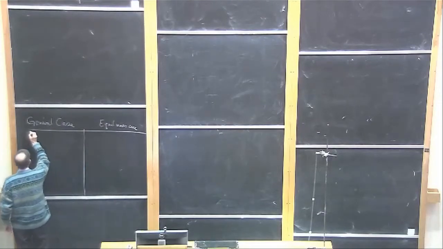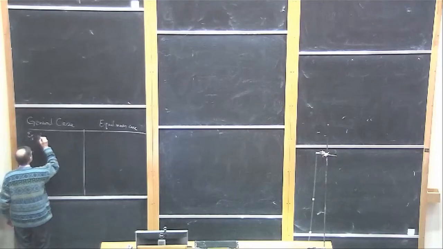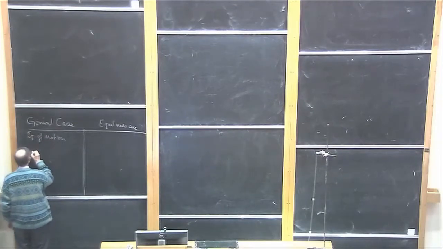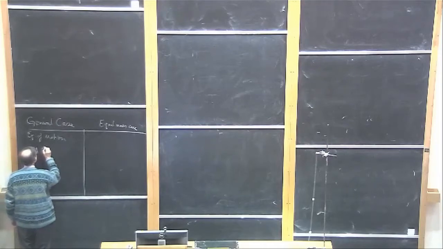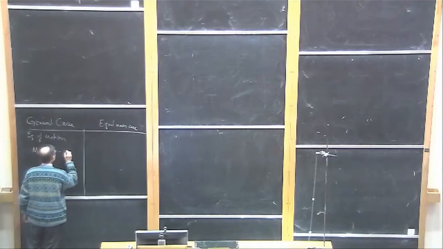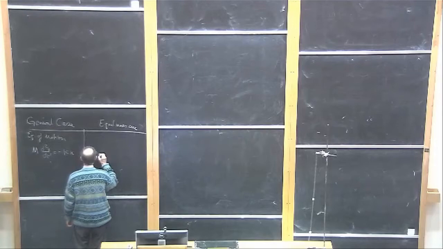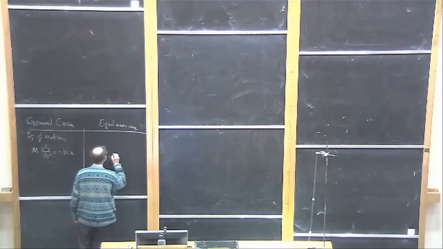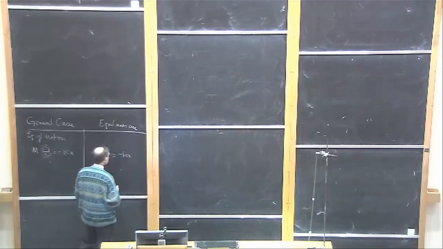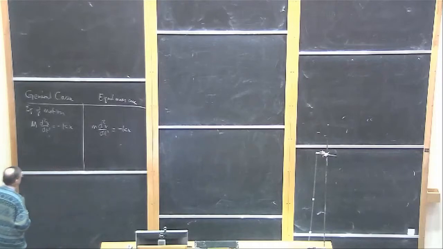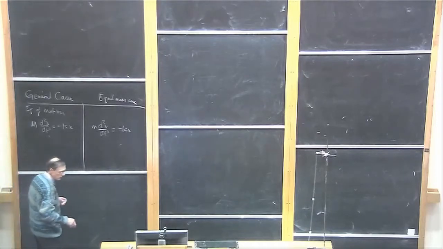So the equation of motion is very slightly different. So in general, it's mass matrix times d2x by dt squared equals minus kx. In this case, it's just mass, the single mass, times d2x by dt squared equals minus kx. That is as similar as it could be. You could, if you wanted to, view that as m times the unit matrix, in which case they're identical.